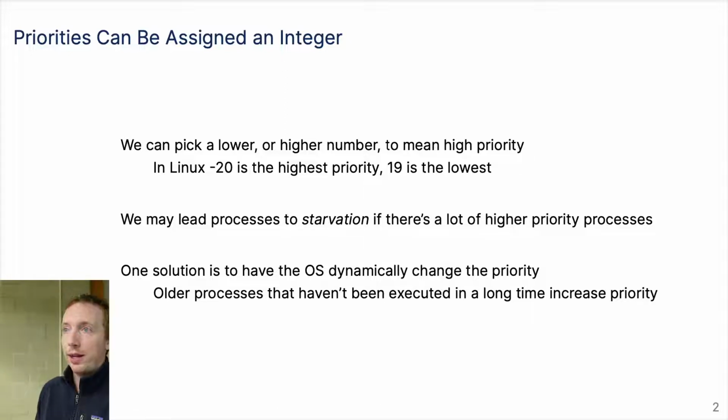So if you want to avoid that problem, if you're the OS, one thing you could do is dynamically change the priority. So if a low priority process hasn't been executed in a very long time, you could temporarily bump up its priority until it finally gets to execute, and then after it executes, you can reset it back to its original priority. Or you might lower the priority of a process that's been hogging the CPU. Either way is a solution.